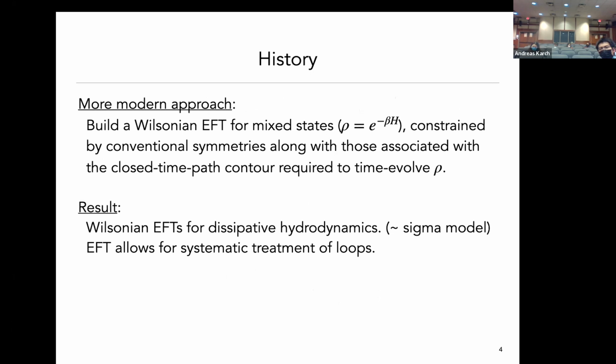A more modern approach, not the only thing that's useful, but something that will allow you to tackle these problems of loops, is to build a genuine Wilsonian effective field theory for hydrodynamics or for transport. The crucial ingredient, the thing that allows you to tackle the fact that you have dissipation using a Lagrangian, is that you're building an effective field theory for a mixed state, for a density matrix, not for the vacuum. And these effective field theories, I guess I did an extremely poor job of references. There are no references in my slides, come to think of it.